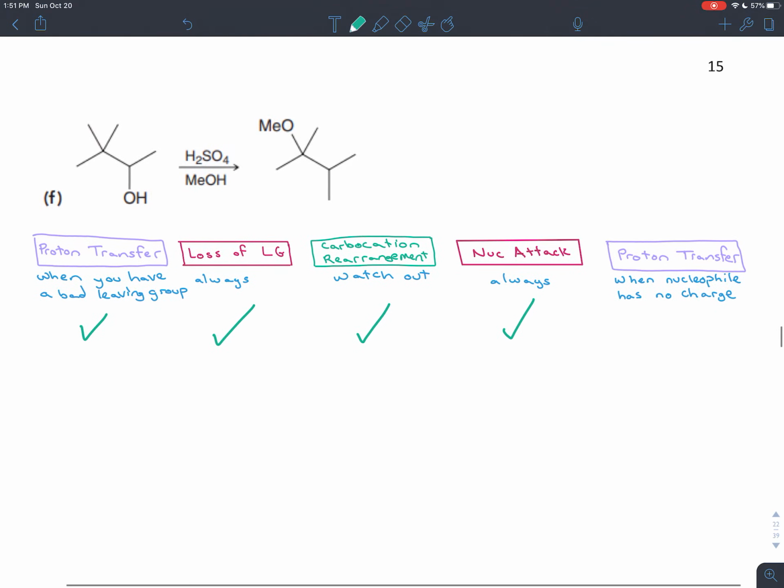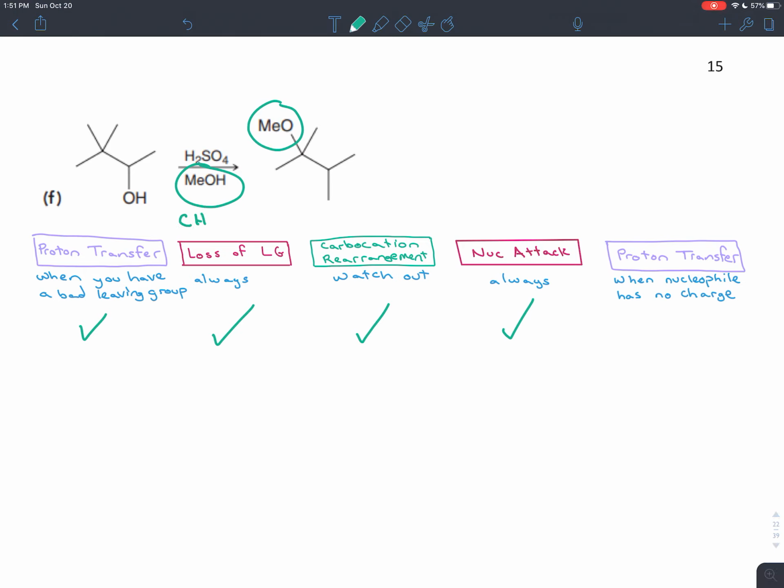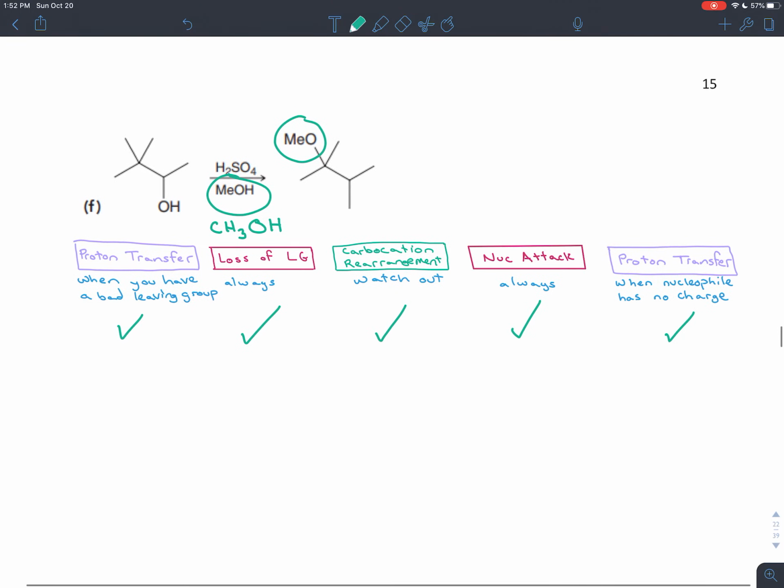We always have nucleophilic attack, and then if you look at the nucleophile, the thing that we added could be coming from MeOH. So even though there's an H2SO4 there, we have an MeOH, so that's our nucleophile, because that's what's added onto the molecule. That does not have a charge. Remember, the Me is CH3, it's a methyl group. So there's no full negative charge there, and if there's no full negative charge, then we have to do a proton transfer to get rid of the charge that develops after that nucleophile attacks.